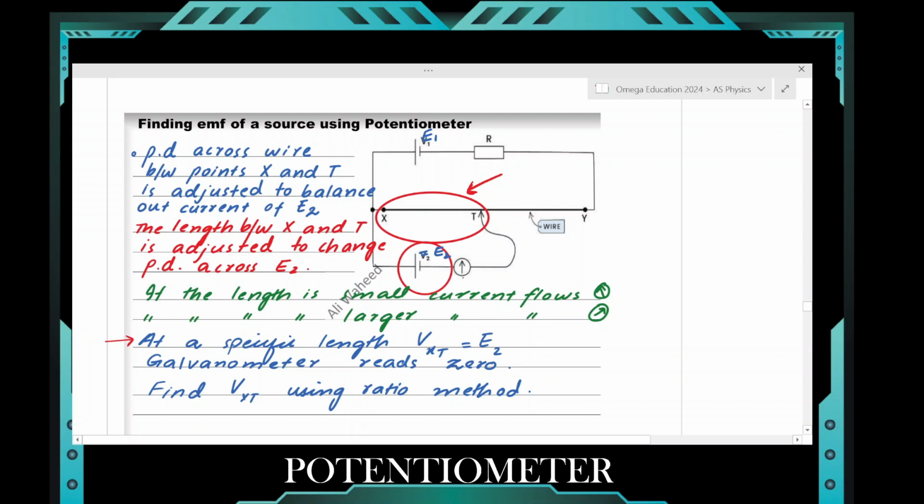How do we find it? Using the ratio method, and I'll explain how we find that using the ratio method as well. You can just take a screenshot of it and write it afterwards. It's exactly the same thing I've mentioned. So let's move on to the sample questions.